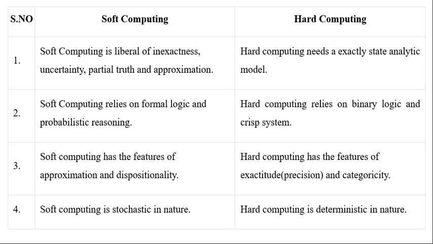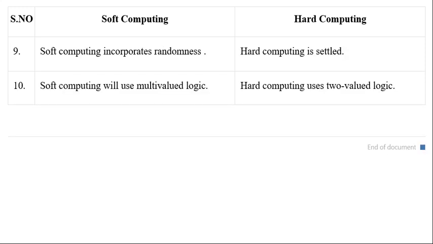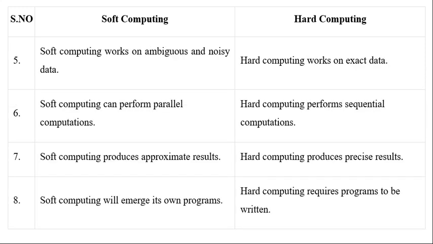4. Soft computing is stochastic in nature. Hard computing is deterministic in nature. 5. Soft computing works on ambiguous and noisy data. Hard computing works on exact data. 6. Soft computing can perform parallel computations. Hard computing performs sequential computations.